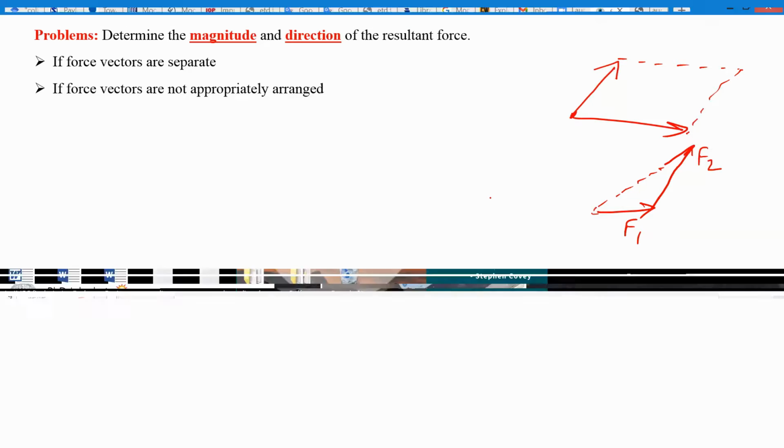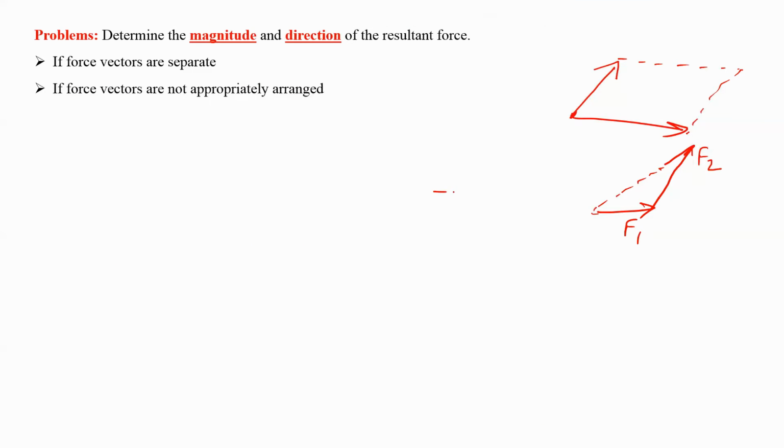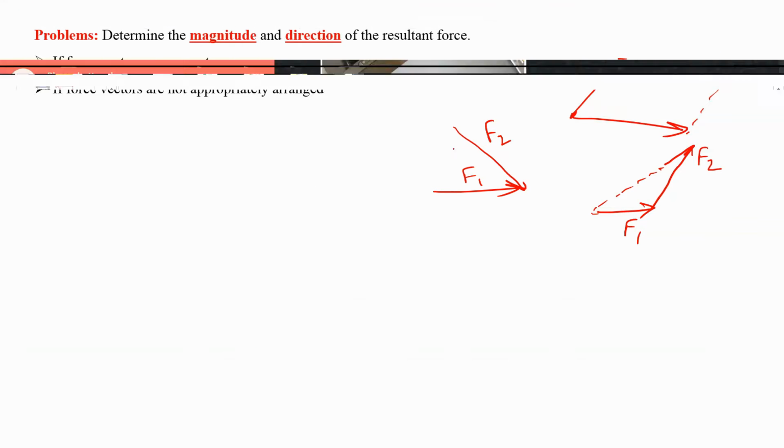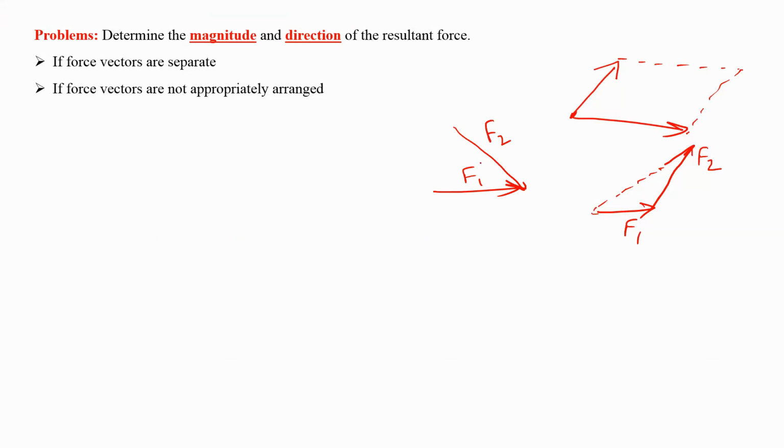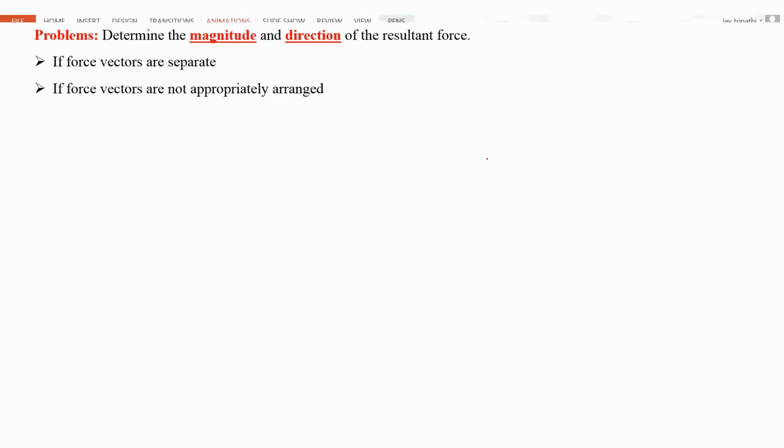Okay, so suppose the arrangement is not proper. That means suppose F1 is acting in this manner, and suppose F2 is also acting in this direction. Then how will we draw the law of triangle or law of parallelogram, or apply Lami's theorem, sine law, cosine law? So that may be another variation in the problems.